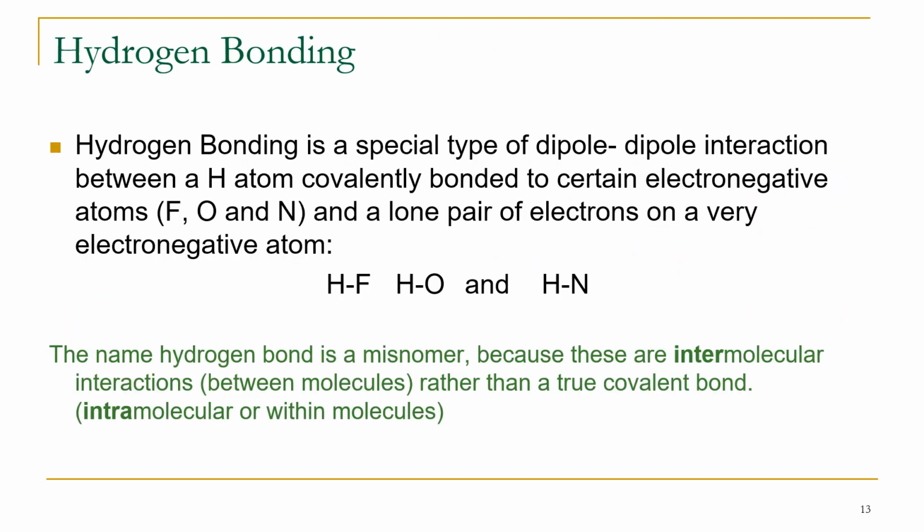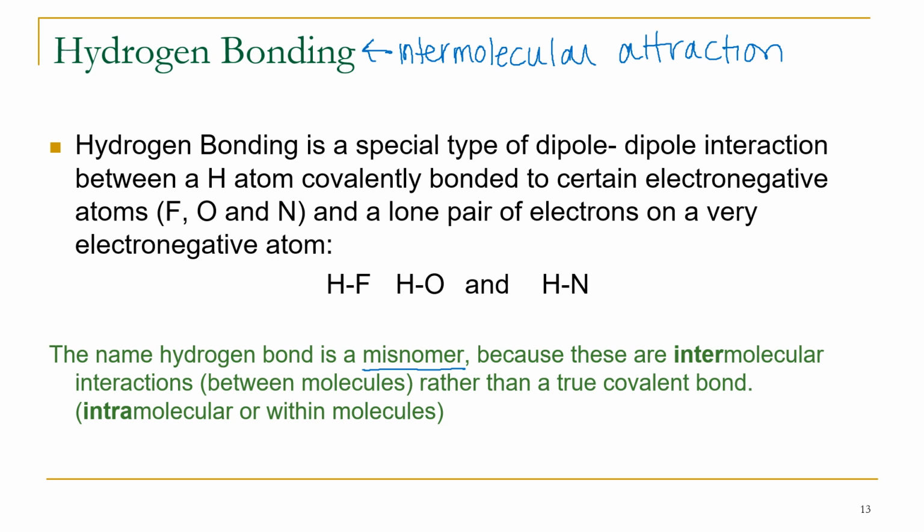Okay, so what is hydrogen bonding? Just keep in mind that hydrogen bond is actually a misnomer. It is technically not a bond in the way that we talk about bonds like covalent or ionic bonds. But it's still considered an intermolecular attraction, so it's still between molecules. We call it a bond, but it's not quite. So it's a special type of dipole-dipole interaction.